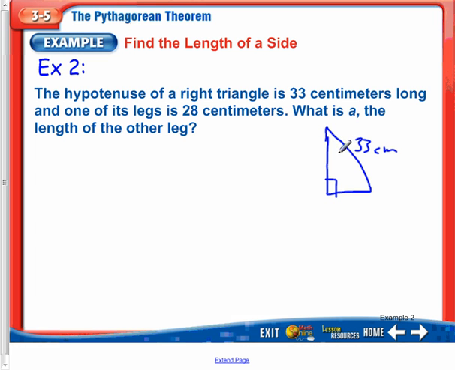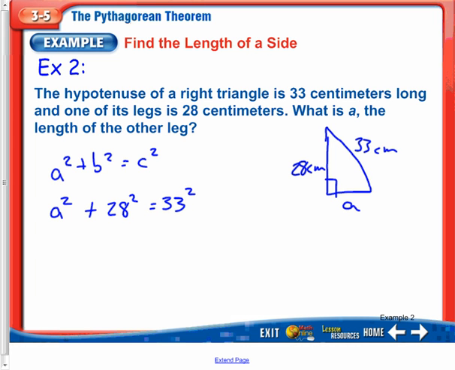So we know that that represents C in our equation. And it says one of its legs is 28 centimeters. So I'll just go ahead and say 28 over here. It says what is A, the length of the other leg. So it wants us to write A down here. So that means that this represents B. So I'm going to say A squared plus B squared equals C squared. And now I'll substitute for what I know. I don't know A. So A squared plus 28 squared equals 33 squared.